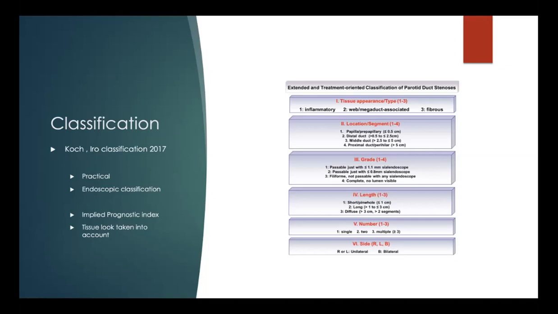So this entire classification really looked at the treatment-oriented aspect of the stenosis. And because you know what kind of stricture you're looking at, you can counsel the patient accordingly and give a better prognostication at the end of the procedure.